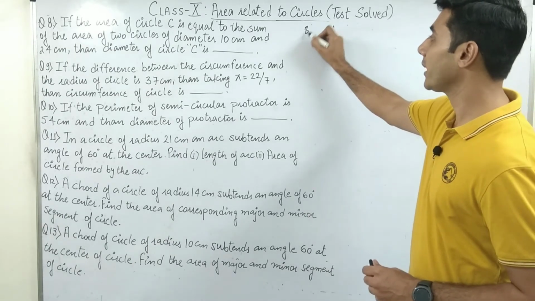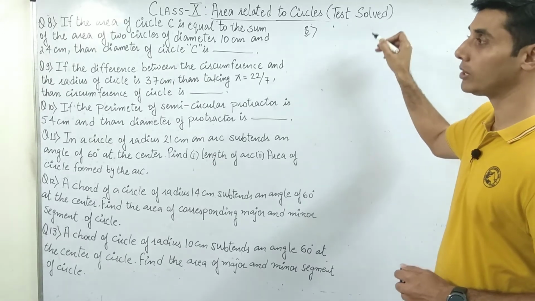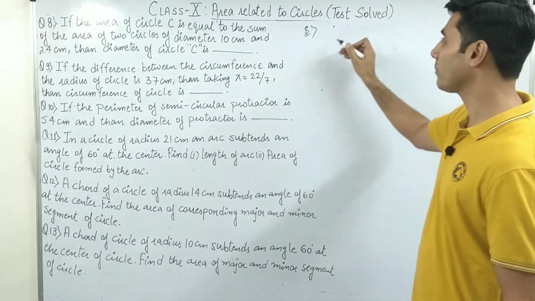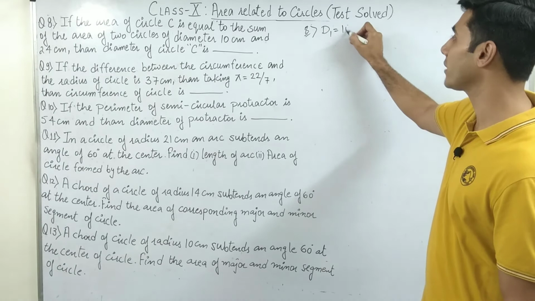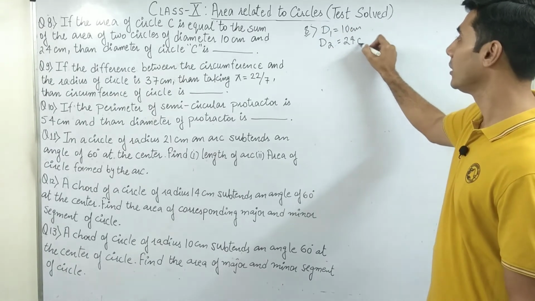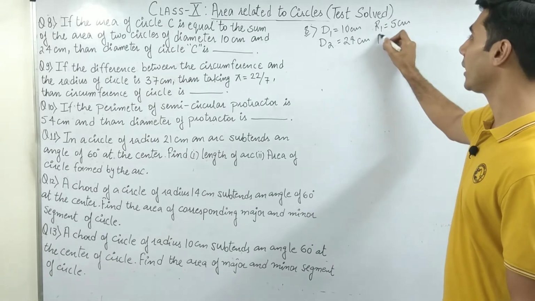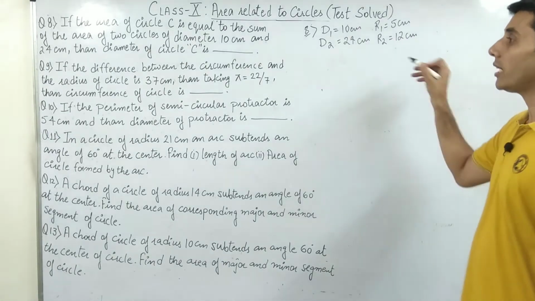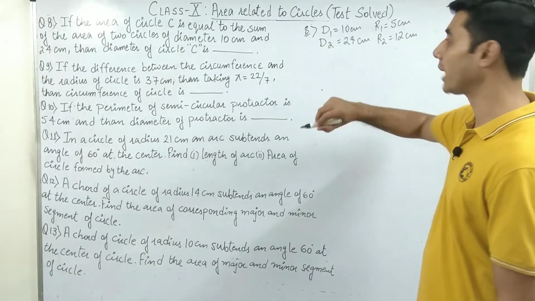So question number 8 says, if the area of the circle C is equal to the sum of the area of two circles of diameter 10 and 24. Same question, guys. So given D1 should be equals to 10 centimeter and D2 should be equals to 24 centimeter. Now guys, that means that R1 should be equals to 5 centimeter and R2 should be equals to 12 centimeter. So that's also done. Now they are saying that the area of the circle is equal to the sum of the areas and you need to find out diameter. So very simple.